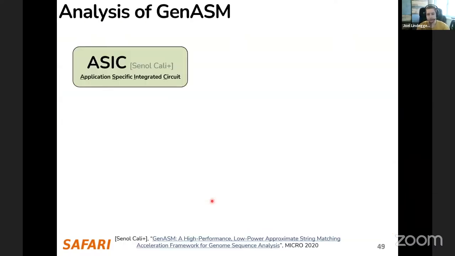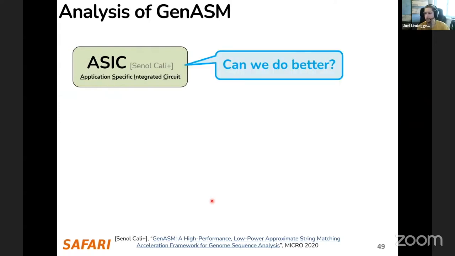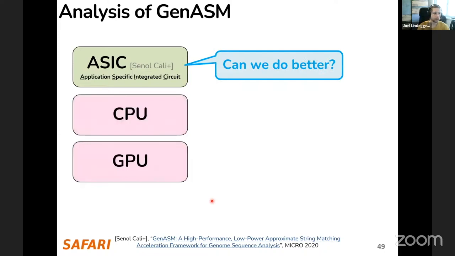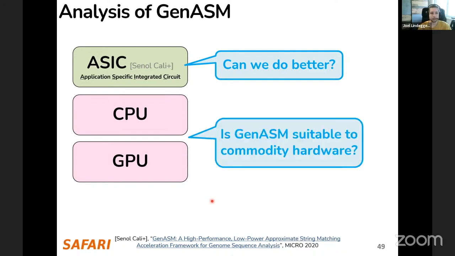So yeah, we just looked at the ASIC of GenASM, and the key question here is, can we do better? In particular, can we build a more efficient hardware accelerator? And then if you look at commodity hardware, which GenASM didn't target at all, commodity hardware would be something you can buy, like CPUs and GPUs. And the question here is, is GenASM suitable to this commodity hardware, or can it be made suitable maybe?